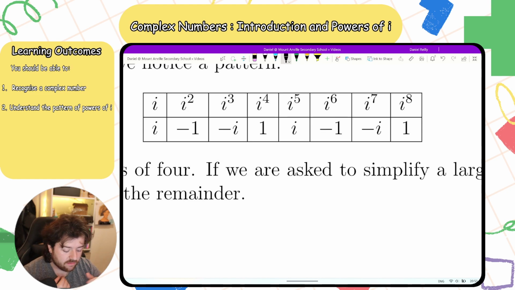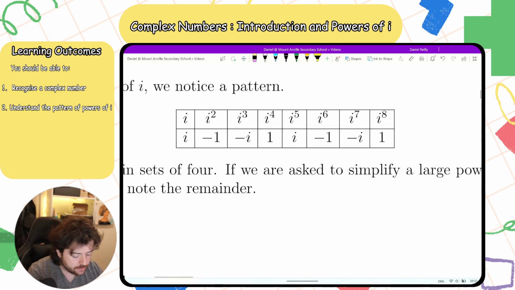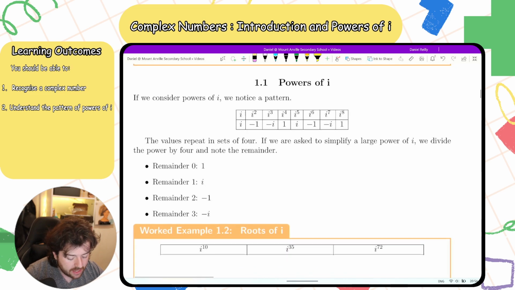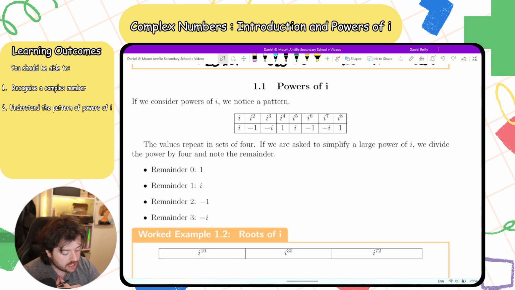It's very cyclical, right? So every 4 terms we go back. It's i, minus 1, minus i, 1. i, minus 1, minus i, 1. Every 4 terms it's cyclical. We notice a pattern. So the values repeat in sets of 4. If we're asked to simplify a large power of i, we divide the power by 4 and note the remainder.